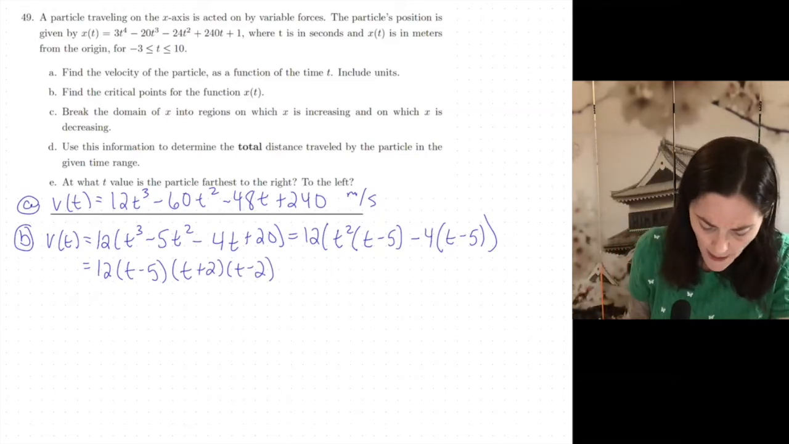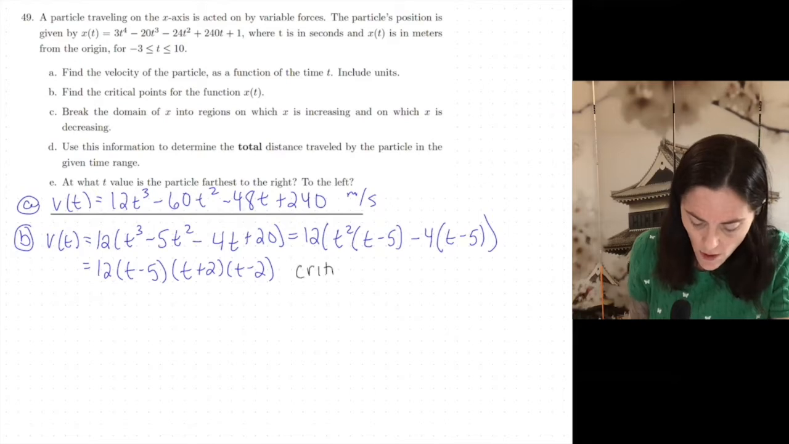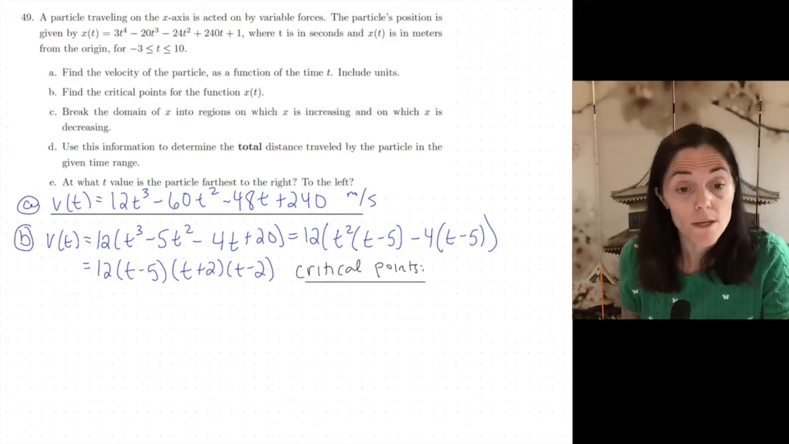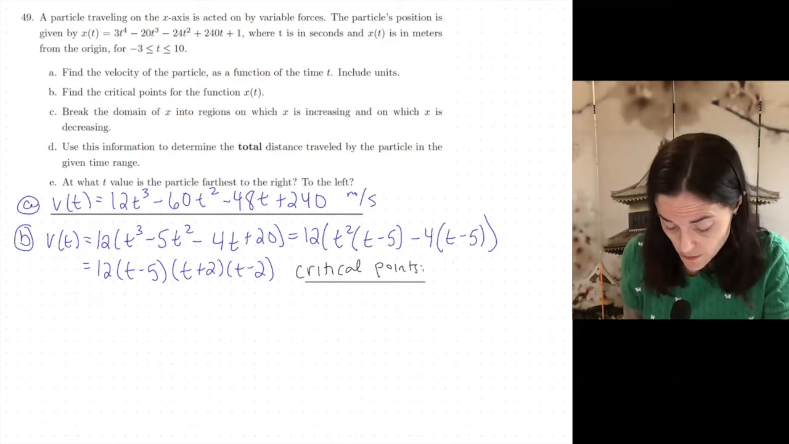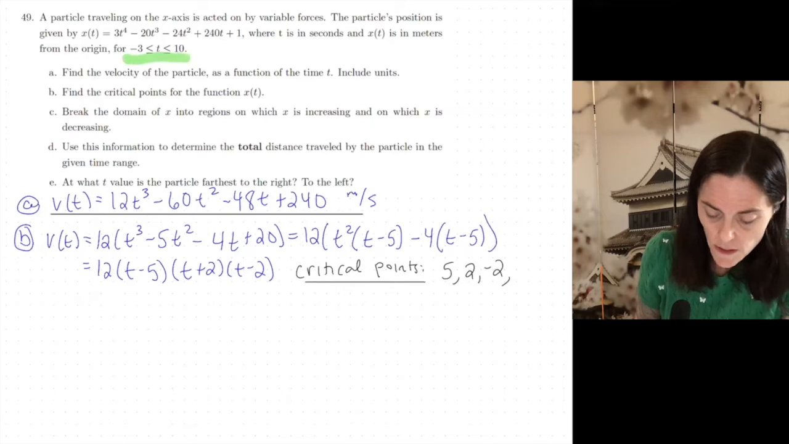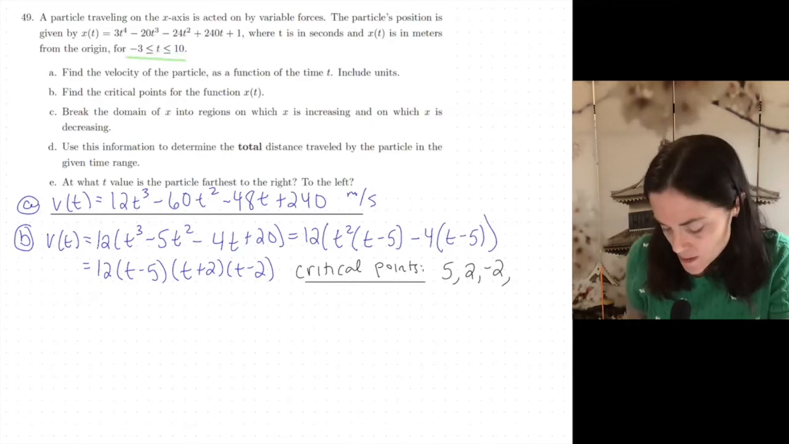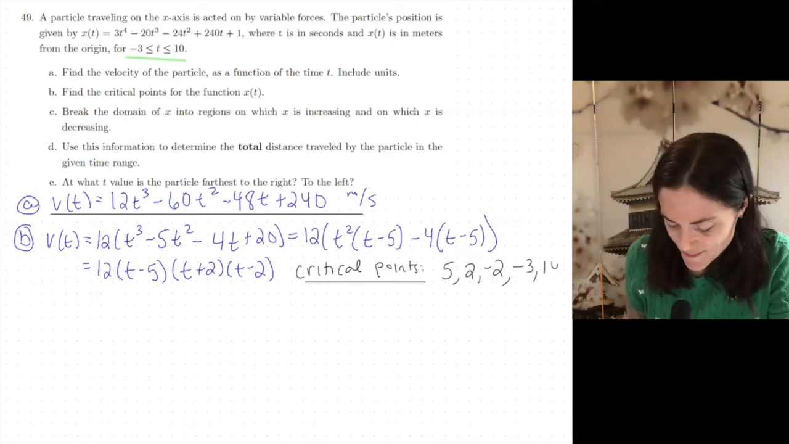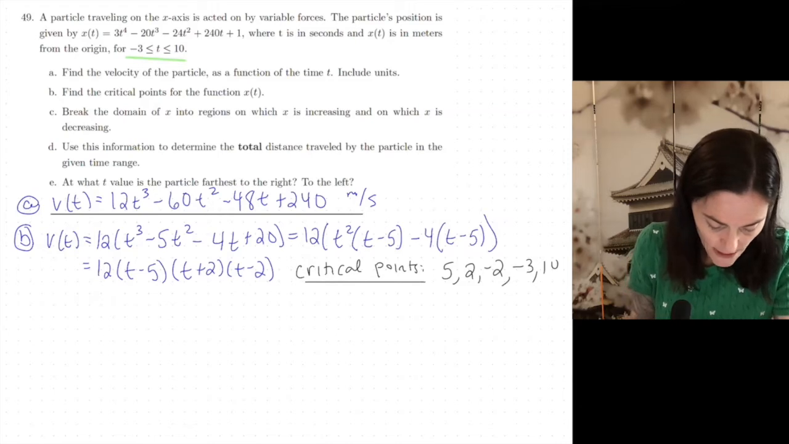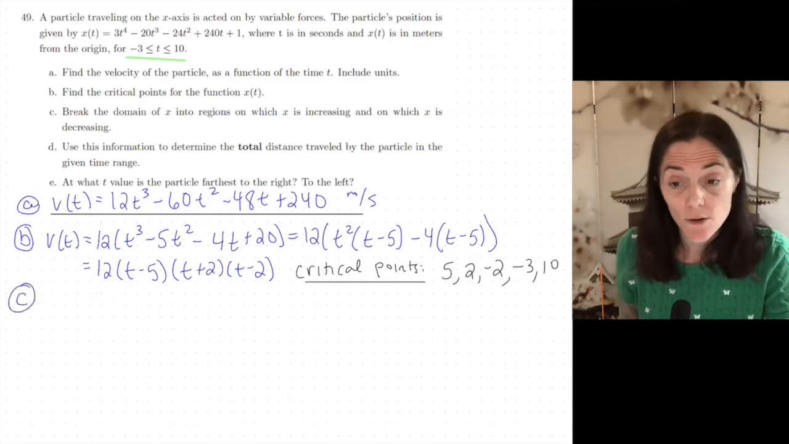And so my critical points are where the derivative is 0, which is 5, minus 2, and 2. But also look, we are on a closed interval, which means also the endpoints. So this would be minus 3 and 10. Okay, so this is letter B. Letter C, increasing and decreasing.